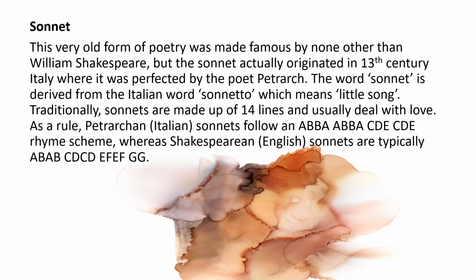As a rule, a Petrarchan sonnet follows a scheme of two quatrains and two tercets: ABA ABA ABA, CDE CDE rhyme scheme, whereas the Shakespearean sonnet is typically ABAB CDCD EFEF GG. That is, it consists of three quatrains and it concludes with a couplet.